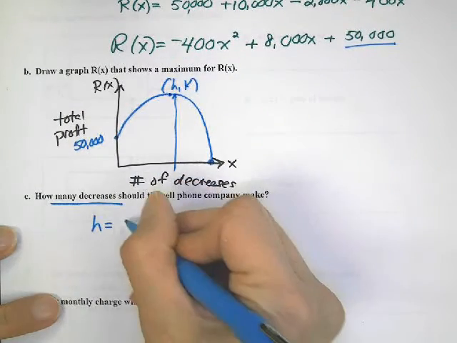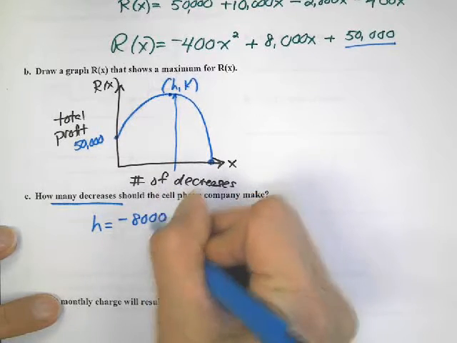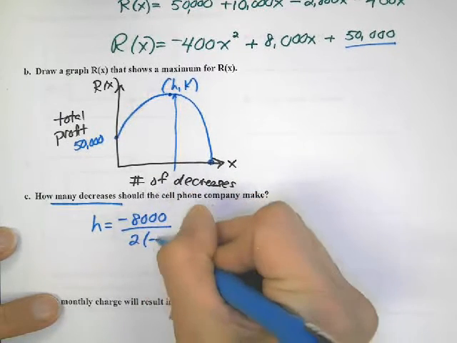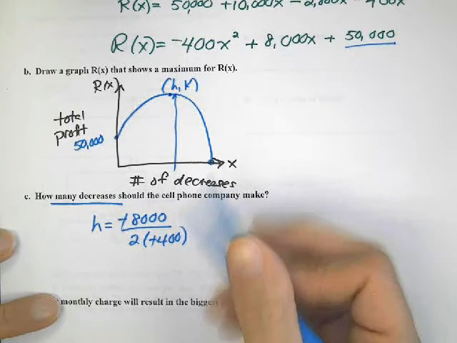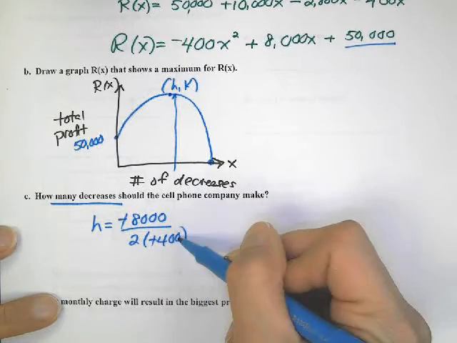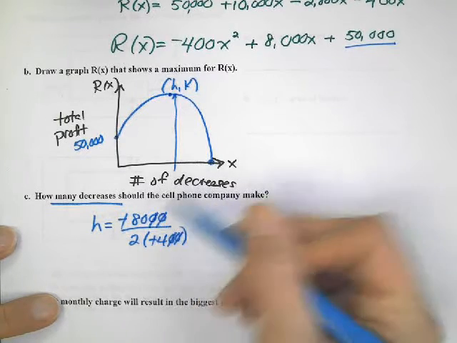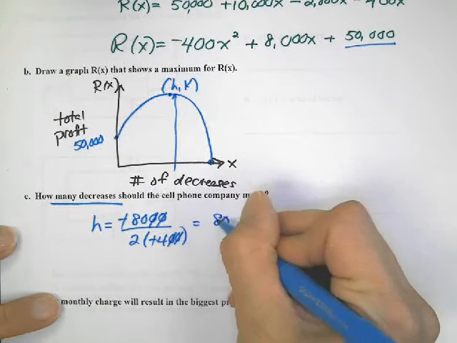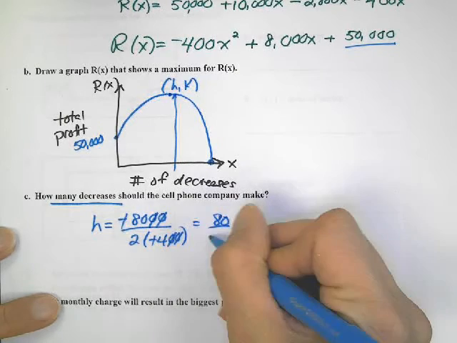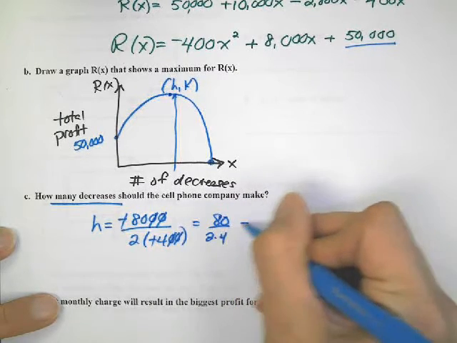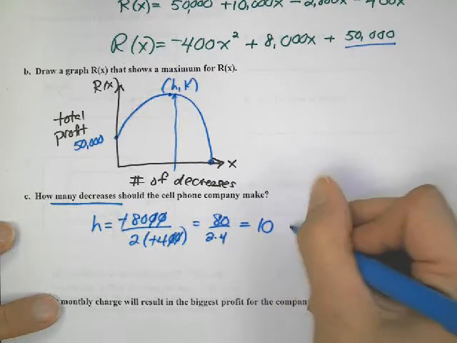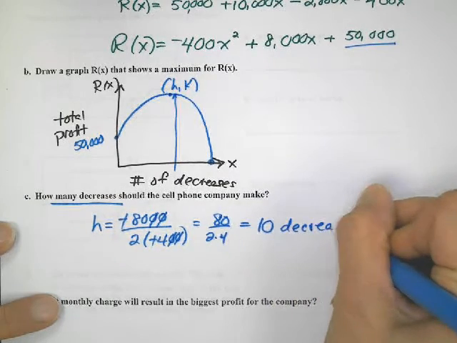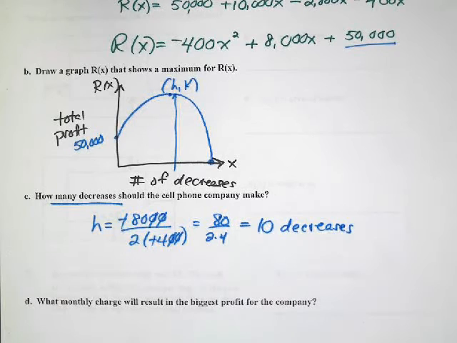H equals negative B, negative 8,000 over 2A. I'll cancel negatives. Let's see. I'll cancel a 0, a 0, a 0, a 0. So now I'm down to 80 divided by 2 times 4, which is 8. So I'm getting 10. 10 decreases. No, the answer isn't always 10. It just happened to be that for these two problems.